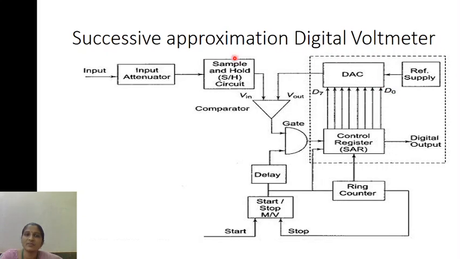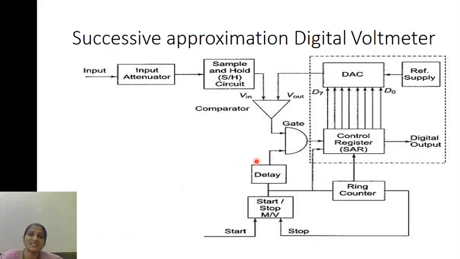For the successive approximation digital voltmeter, you can take an example here, a weight balance. In that weight balance, on one side you will be placing the weight which is to be measured, and on the other side you will place the weight stones. If the weight is more, then what will you do? You keep on adding the weight stones. Like that here in this successive approximation digital voltmeter, you will estimate some value.